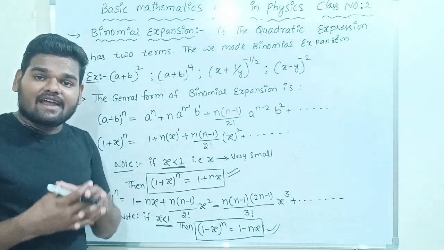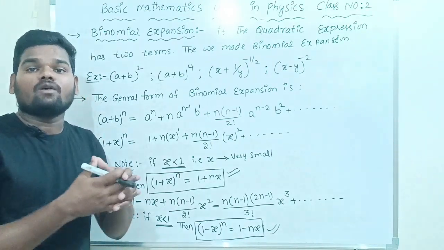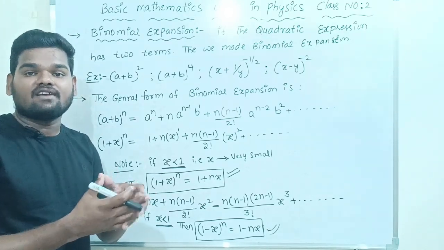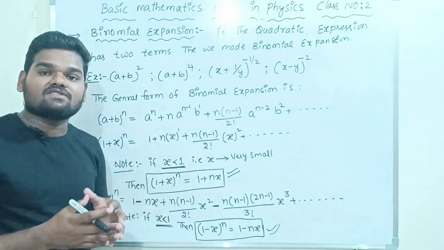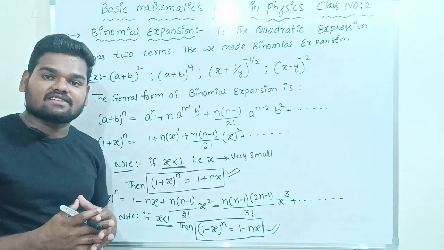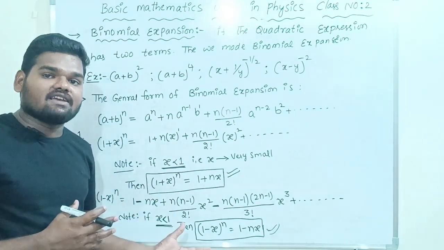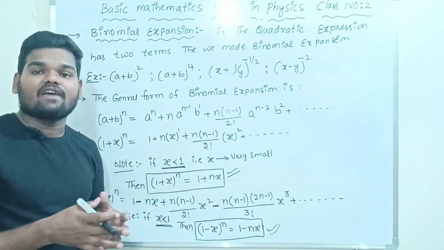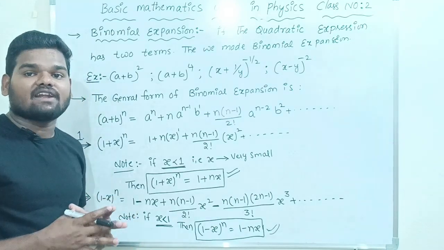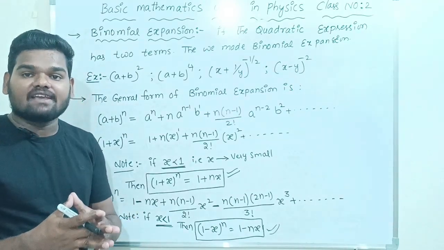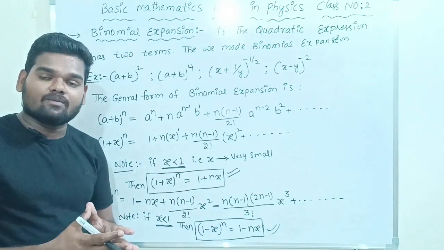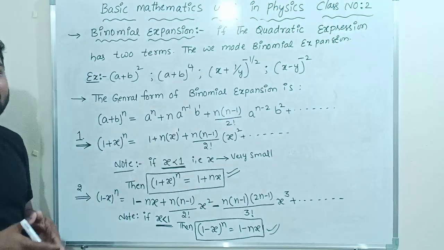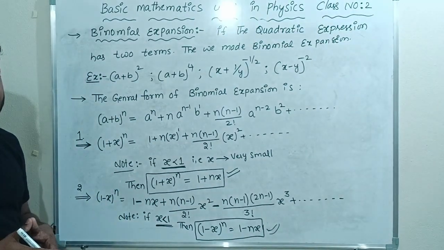So whenever we are writing the formula for (1 minus x) whole to the power of n, we just have to place the negative sign in front of the odd power of x term. In this equation also, x is less than 1, so higher powers of x tend to 0. Then finally we write (1 minus x) whole to the power of n is equal to 1 minus nx. Is it clear? Any doubts? Pause the video and write the notes or take a screenshot.